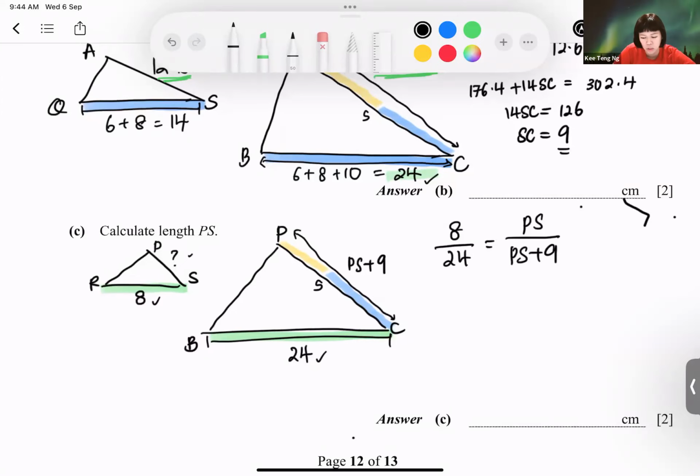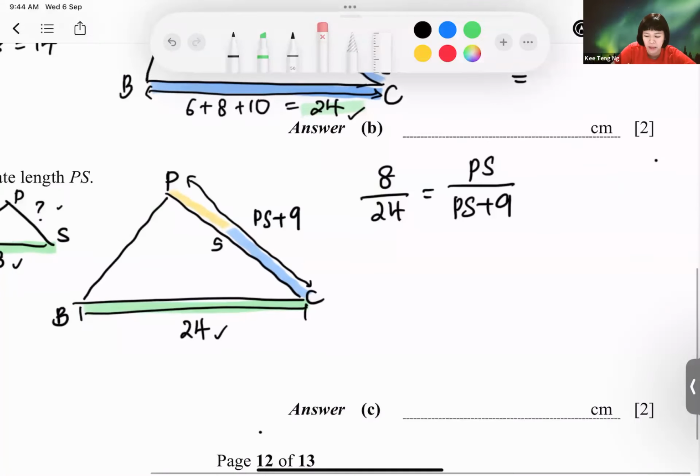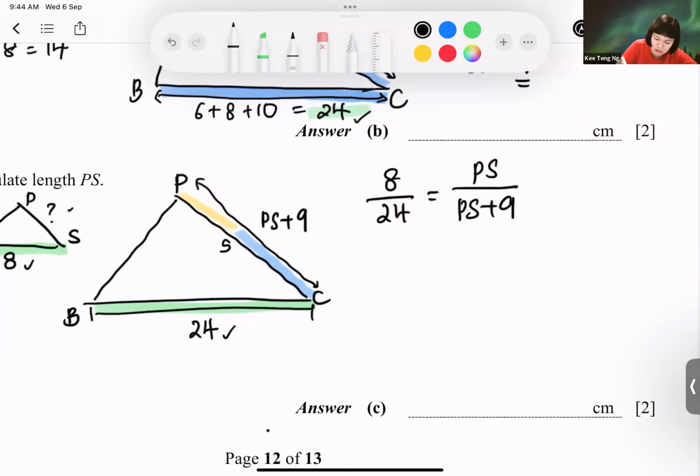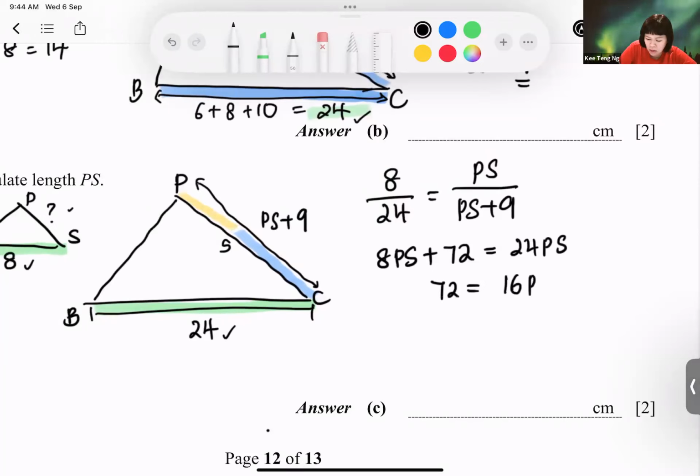Then this one is just the equation. We can cross multiply and we should be able to solve the equation. So 8 times PS plus 8 times 9 and then 24 PS. Okay, then we try to combine everything together. 24 minus 8, 16 PS. And PS will be equals to 72 divided by 16, 4.5 cm.